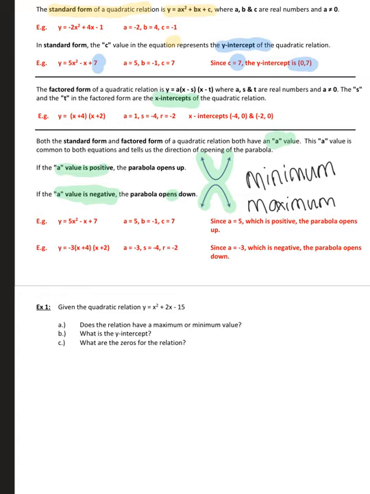Okay? So if I'm looking here at my example, x squared plus 2x minus 15, my x squared, that's positive. Okay, so my a value is positive. So that means I'm going to have a minimum value. Okay. My y-intercept, that's that constant that has no letter beside it. That's usually at the end of the equation, so that negative 15, that's my constant.